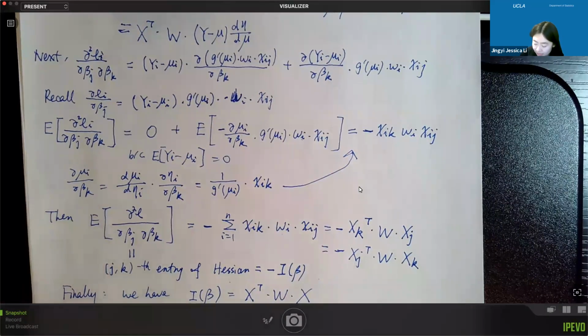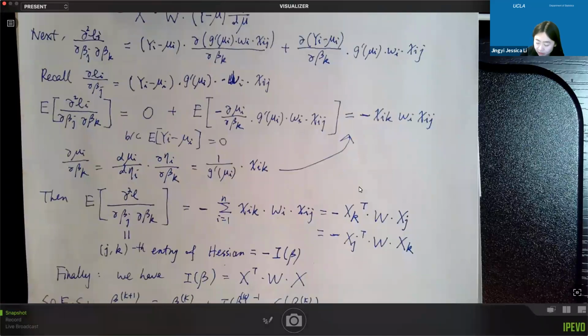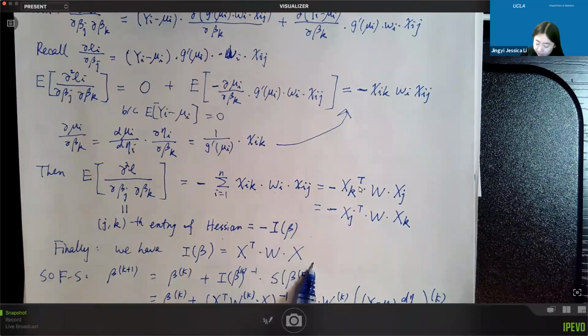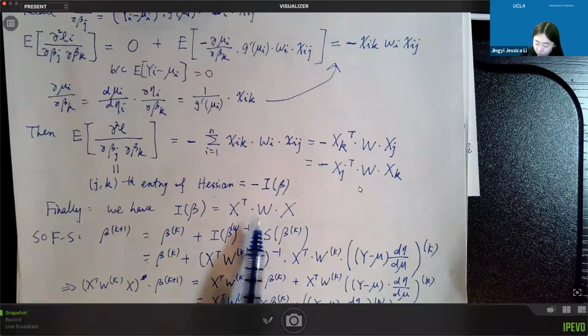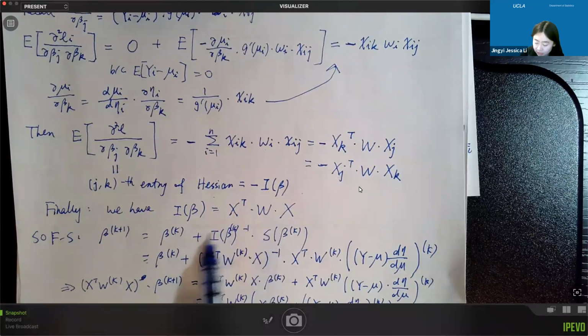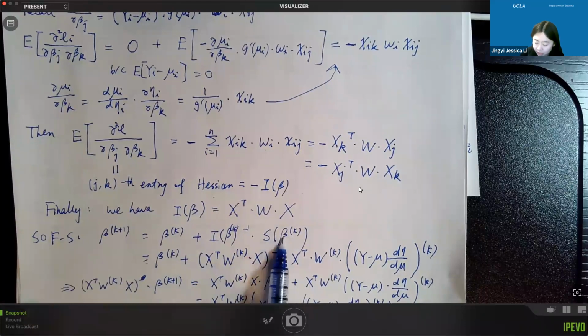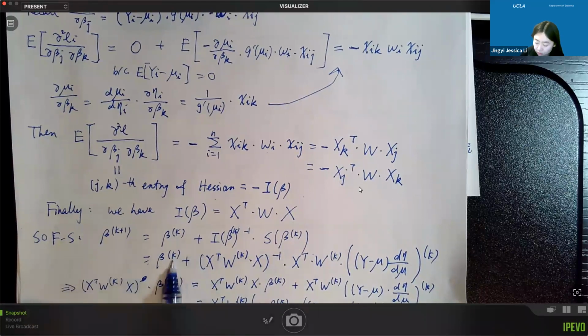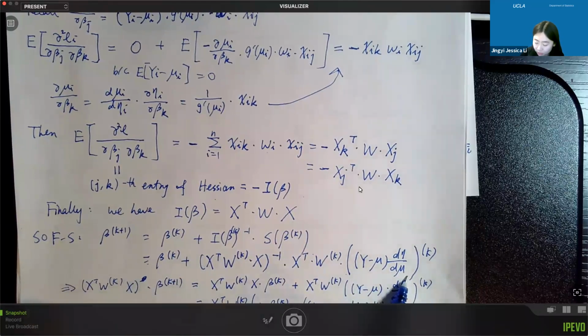And then by stacking them together, we get the Fisher information matrix, which is a p by p matrix, since beta is p-dimensional. It is X transpose W X. Then we can use this Fisher information and the score function we have derived in the update step of Fisher scoring. So this is what we get. This is what we have seen at the end of our last lecture.